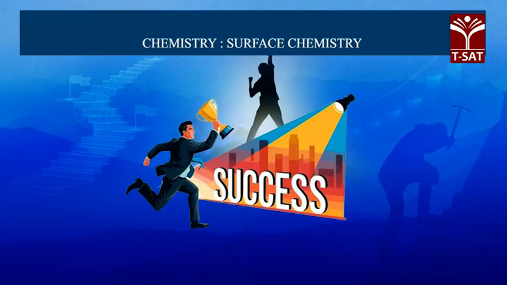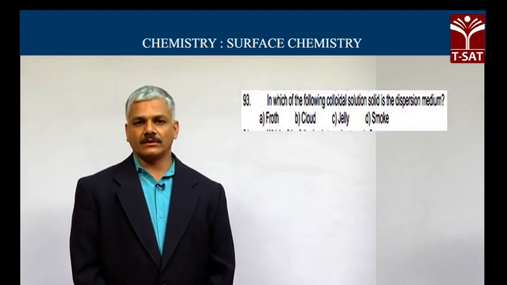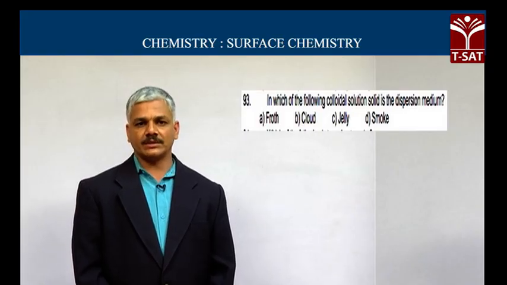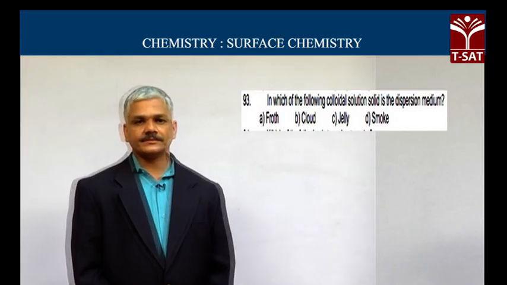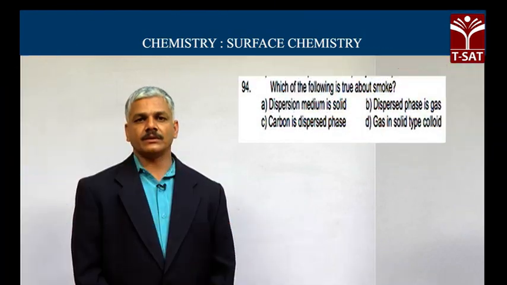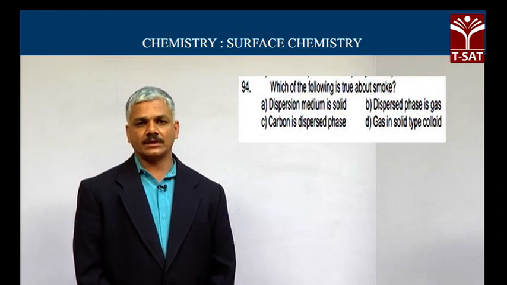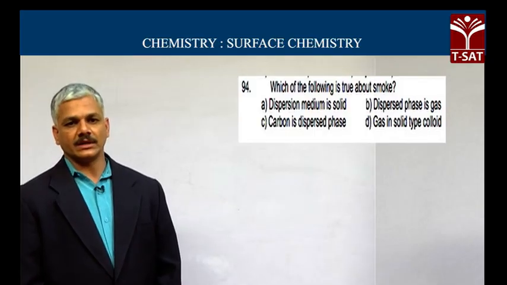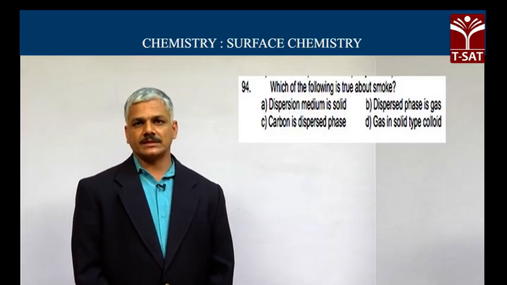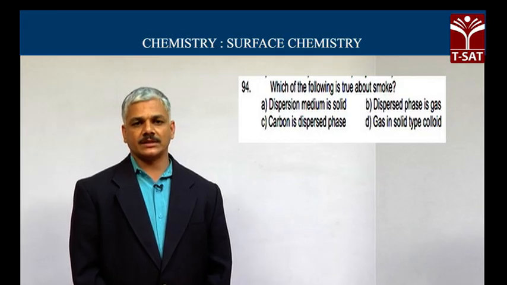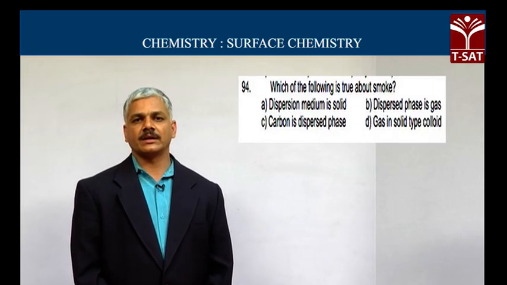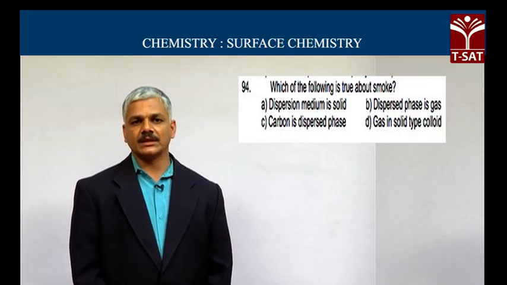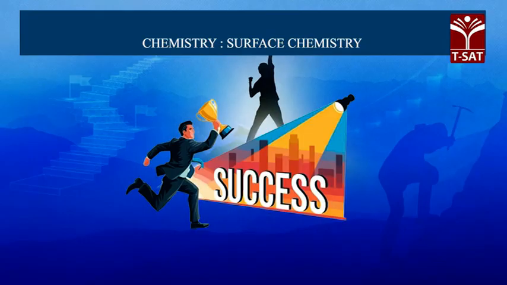Cloud. 93. In which of the following colloidal solution solid is the dispersion medium? Among the given options, the correct option is C. 94. Which of the following is true about smoke? Given options are dispersion medium is solid, dispersed phase is gas, carbon is dispersed phase, gas in solid type of colloid. Correct option is C. In smoke, dispersed phase is carbon, dispersion medium is air.